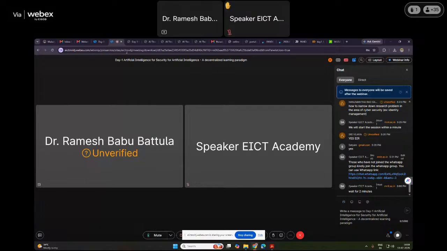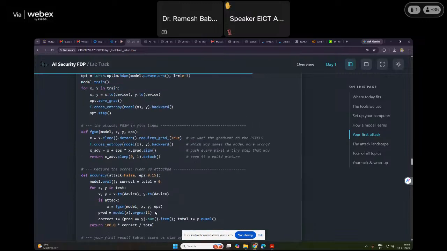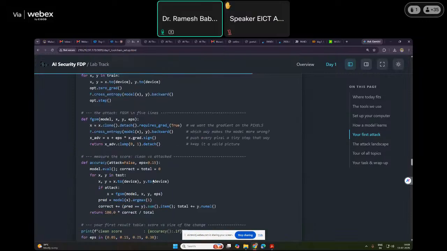Okay, so let's continue. Do you guys have any questions till now, or are you having any difficulty implementing this code snippet? You can ask me in the chat.